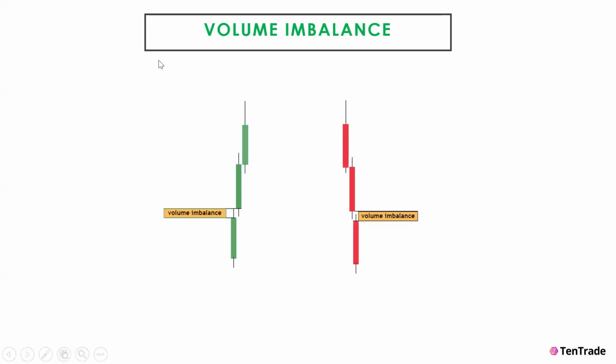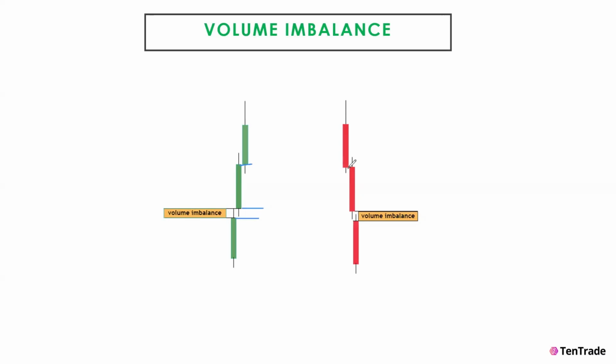Now, if you look at this example on this slide, you see that the body of this candle, which is the first candle, is actually not connected to the body of the second candle. That is not the case with this one here. You see, the body of this candle is actually connected to the body of the next candle that opened after it. The same thing here.